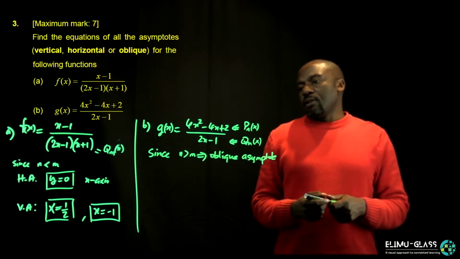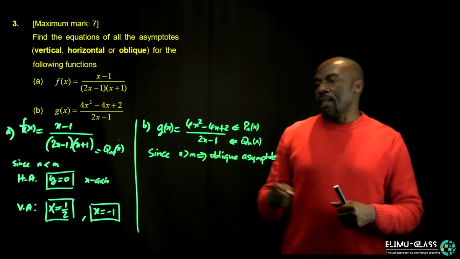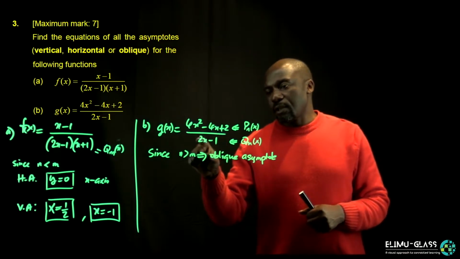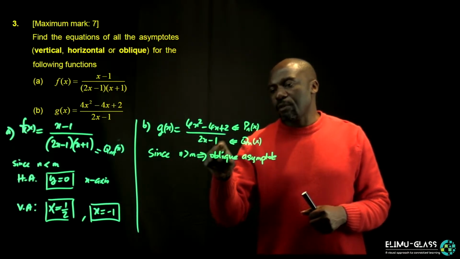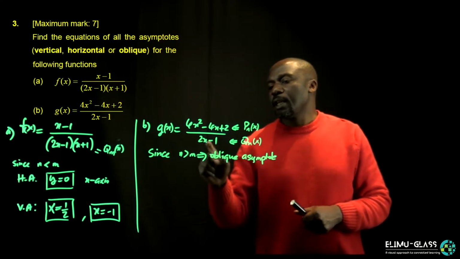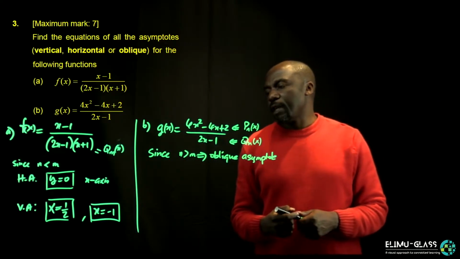How do we find that oblique asymptote? That is in addition to the vertical asymptote. There is a vertical asymptote determined from the denominator, the same way we determine that. Okay, we have that there, vertical asymptote.